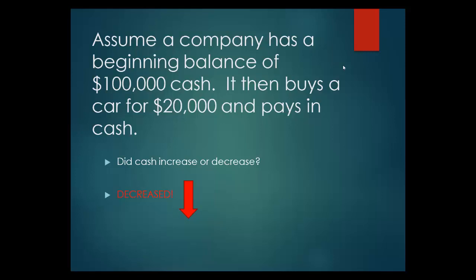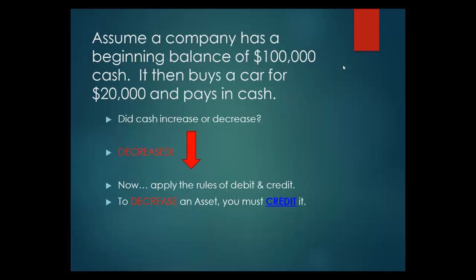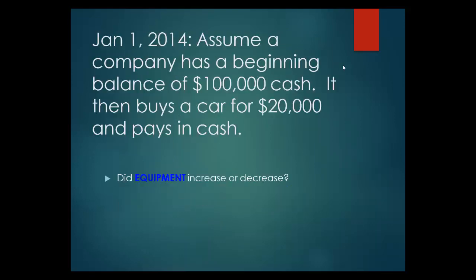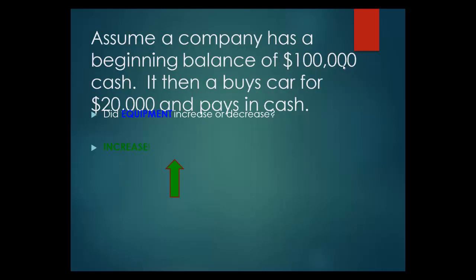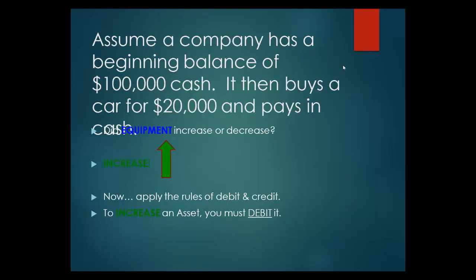Now let's apply the rules of debit and credit. Assets go up with a debit, but in this case, cash decreased. Therefore, you must credit it. But what about the other side of that transaction? We bought a car for $20,000, and let's book it to equipment. Let's keep it simple when we buy long-term assets and call them equipment. Equipment, did it increase or decrease? Equipment increased. How do we increase an asset? Oh, sorry for the overwrite there. We increase an asset with a debit.